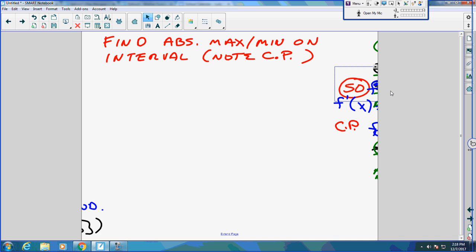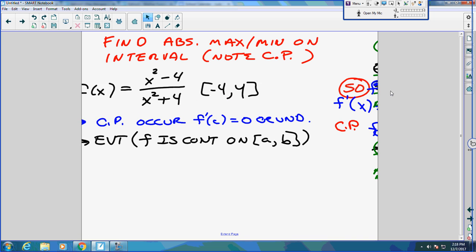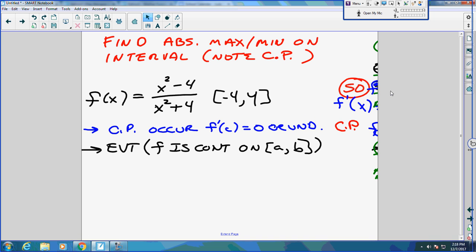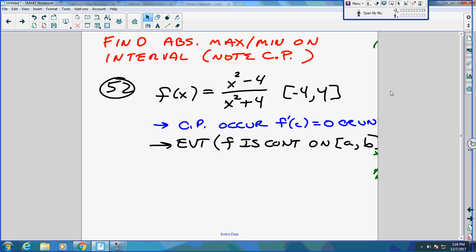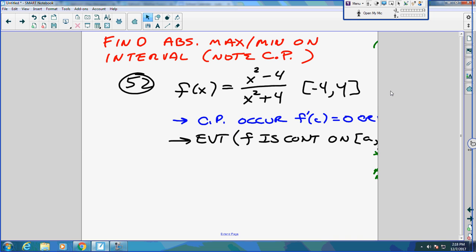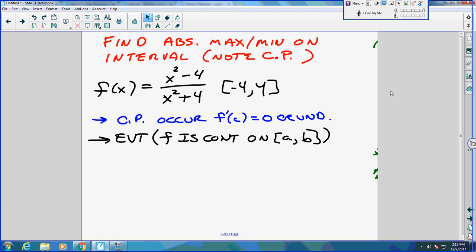Doing the same thing, rinse and repeat time, but a different function. This one is problem number 52 from the book. Again, Stewart, version 5. All right. It is a rational function on the closed interval, -4 to 4. Again, we're looking for absolute max, absolute min. All right.